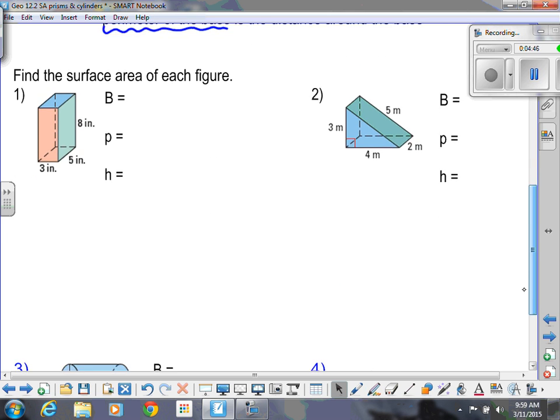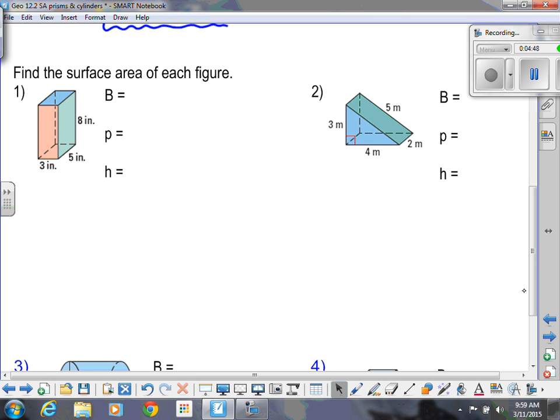So if we look at this first example, we have a rectangular prism. And remember, in a rectangular prism, any of the sides we can call the base. But let's just say I'm going to call the blue rectangle the base. So this is the base, and then this top part is the base. Okay, those are the two bases. So if I'm going to do capital B, that means I'm doing the area of the base.